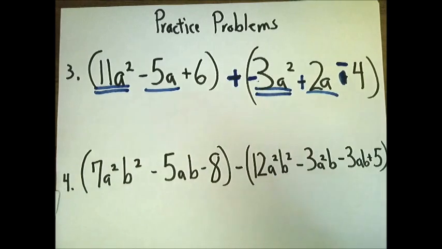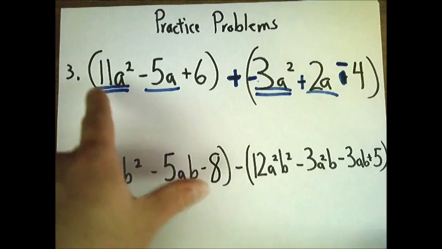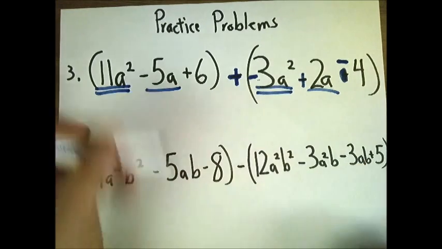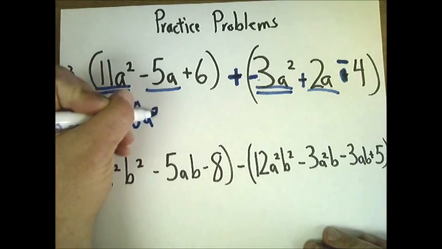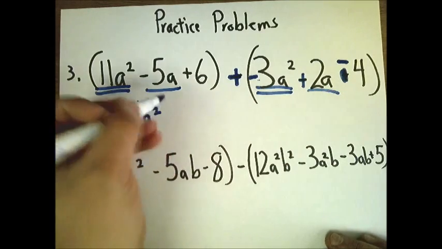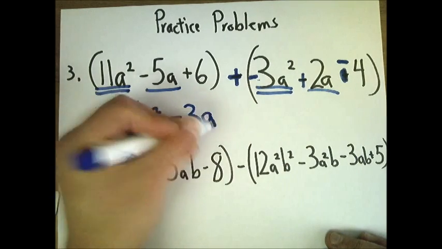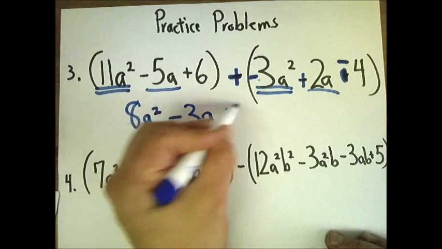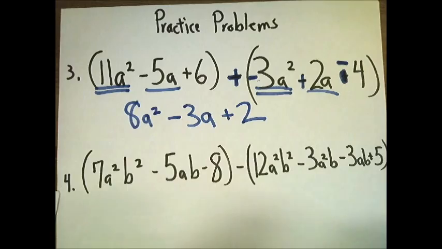And while I'm yapping, I might as well mark those out, right? So treat it, just read the story now. 11 minus 3 gives me 8. Negative 5 plus 2, so that would be negative 3. Negative 3, 6 minus 4, so that's 2. And that's it. That's all I've got to do for that one.